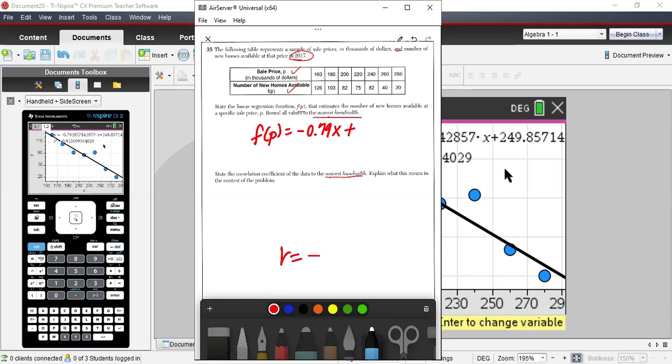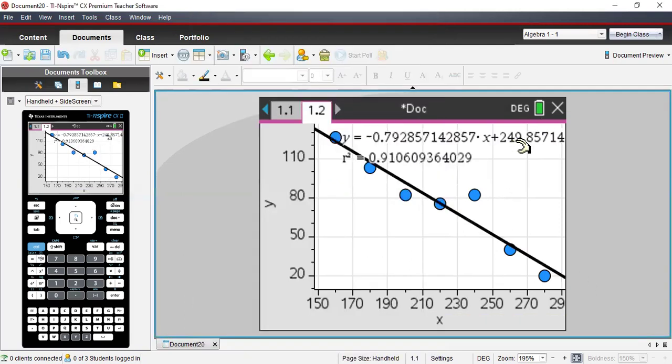So we go back, and it's 249.857. So the 5 is in the hundredths place. Look to the right, 7 is 5 or above. So I'm going to give the 5 a shove. So my y-intercept is going to be 249.86, which is what I got here.